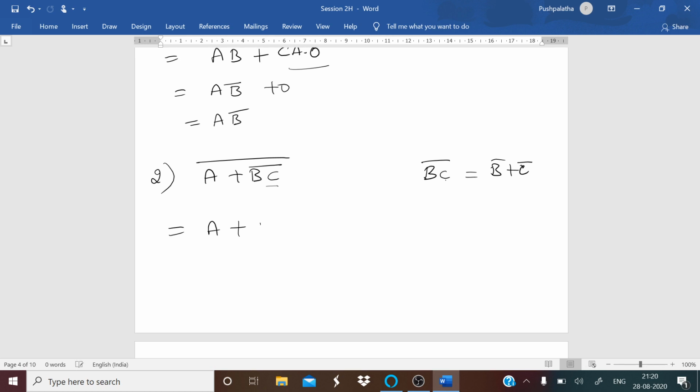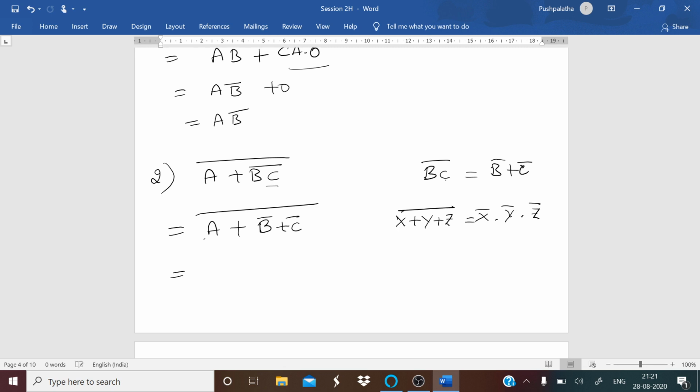You have to write it in this way. So B bar plus C bar the whole bar you have now, right? So what does this become now? You are breaking the bars now. This is in the form of A plus B plus C. This is in the form of x plus y plus z the whole bar, that is three variables. It becomes x bar into y bar into z bar.